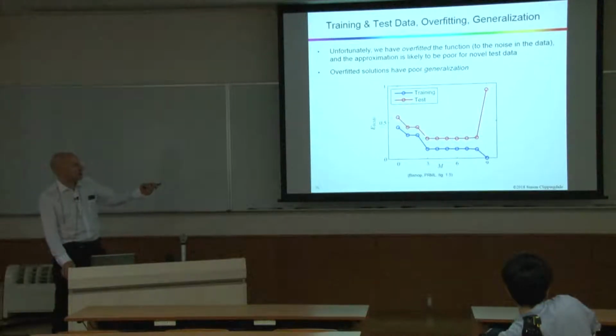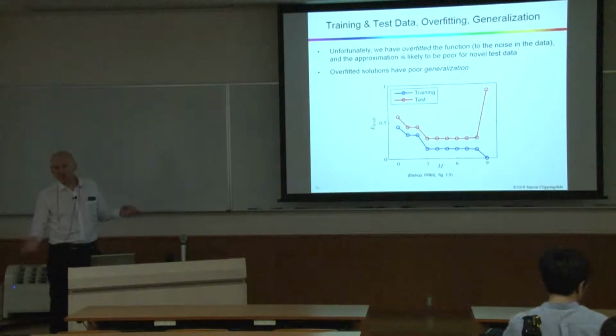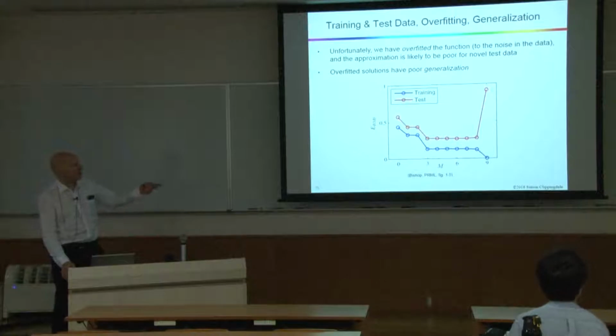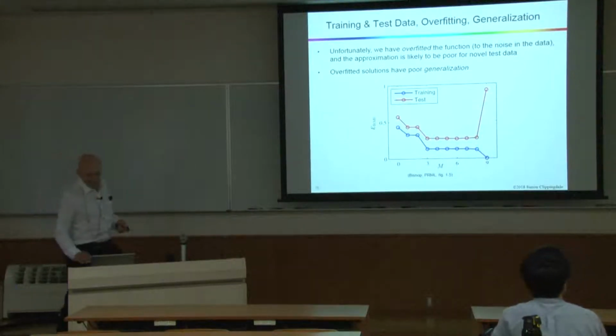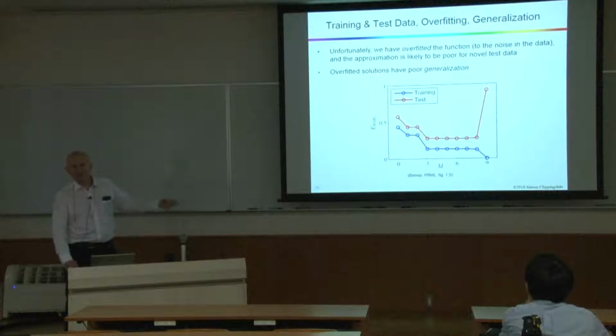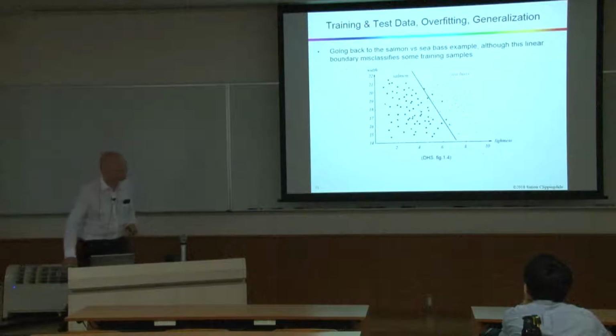So here's the error as we increase the order of the polynomial. When we hit the magic number 9, with which you can exactly fit 10 data points, the error necessarily becomes 0, but the error on novel test data goes through the roof. The difference between these two curves illustrates the fact that you will always do worse on your test data than on your training data. Okay. So back to this example from last week.